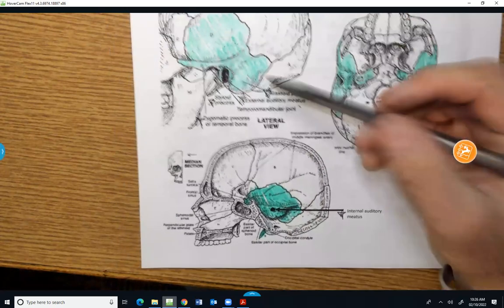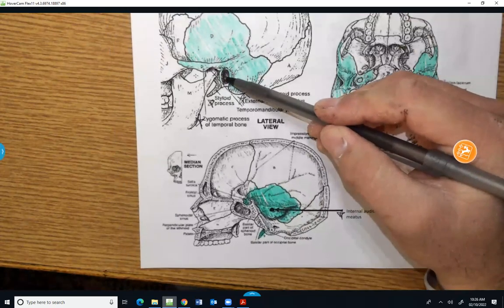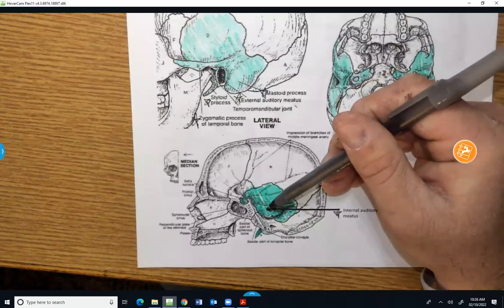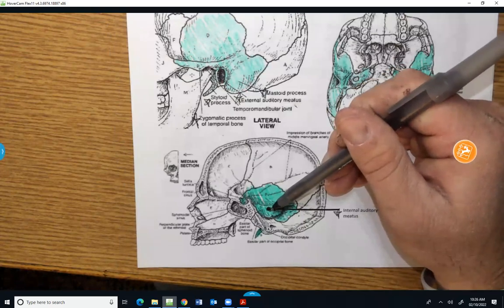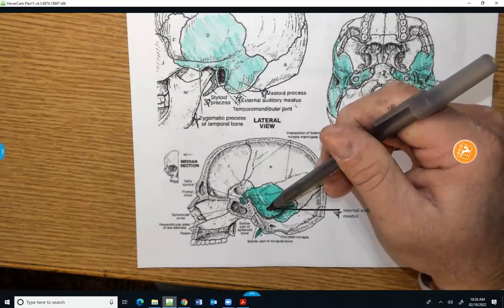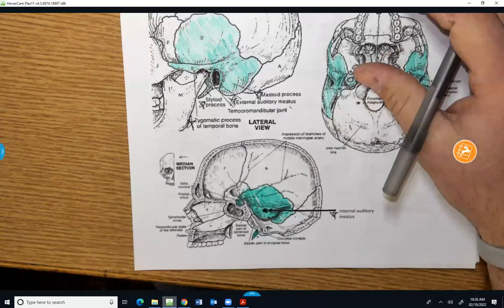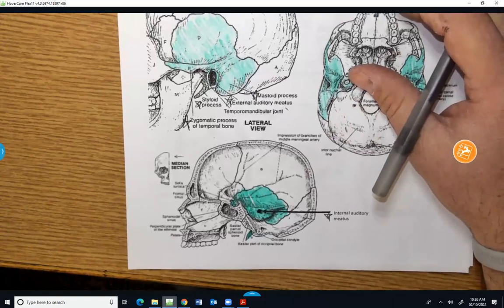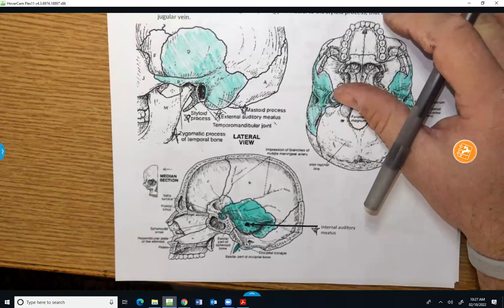Now, your external auditory meatus is where sound waves come into your ear. The internal auditory meatus is not where sound waves go, but this is how your nerves connect your brain to your inner ear. So the nerve runs through this as it connects from your brain to your inner ear. We'll talk about that later on in the semester when we talk about ears.